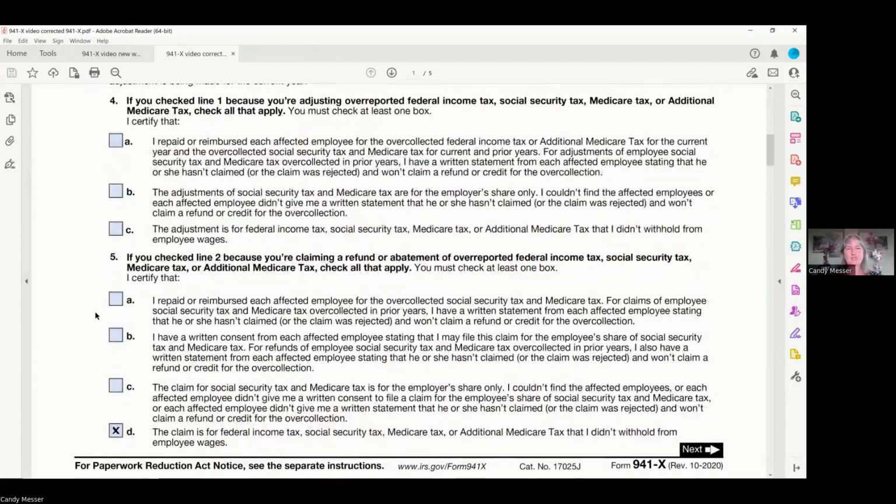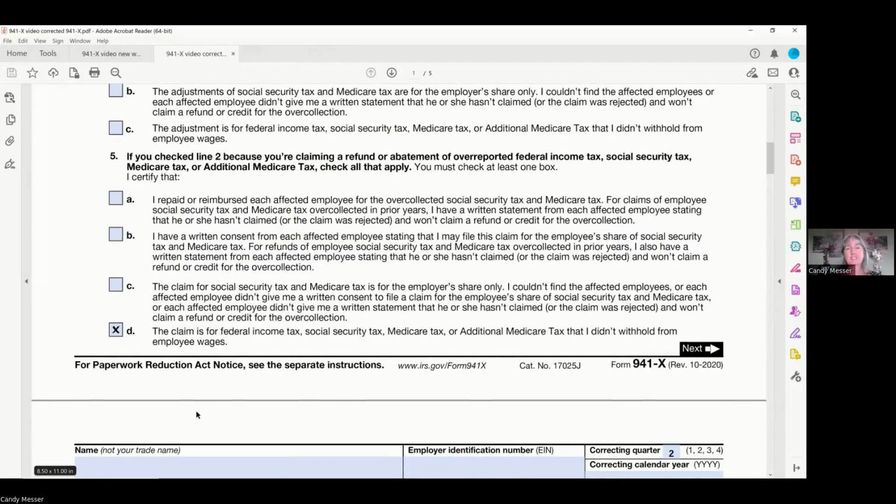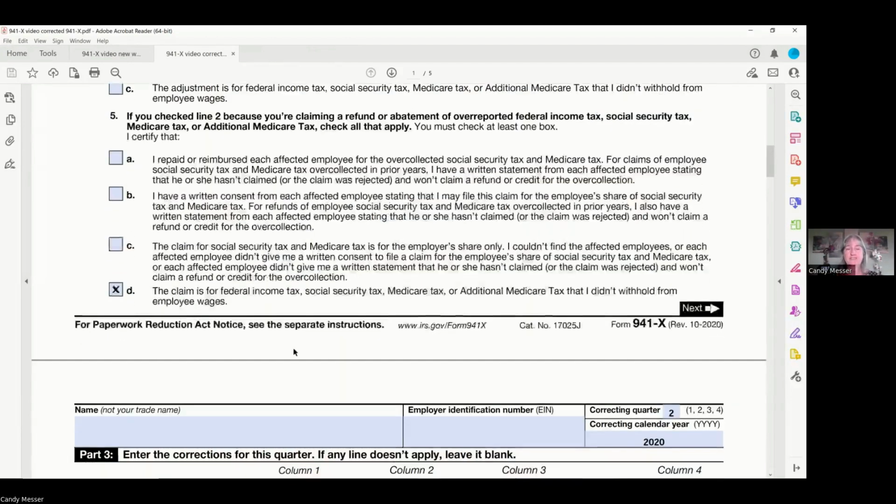And then again, for us, we usually do 5D, that the claim is for federal income tax, Medicare tax, et cetera, that you didn't withhold from the employees. Once again, you're just making corrections for the employee retention tax credit. You're not having to change anything for the employee's actual wages that were paid or taxes.